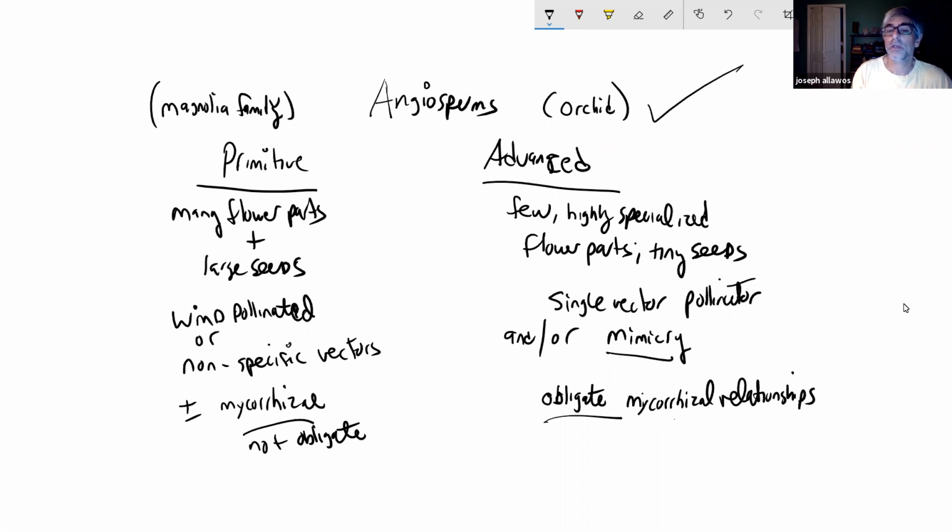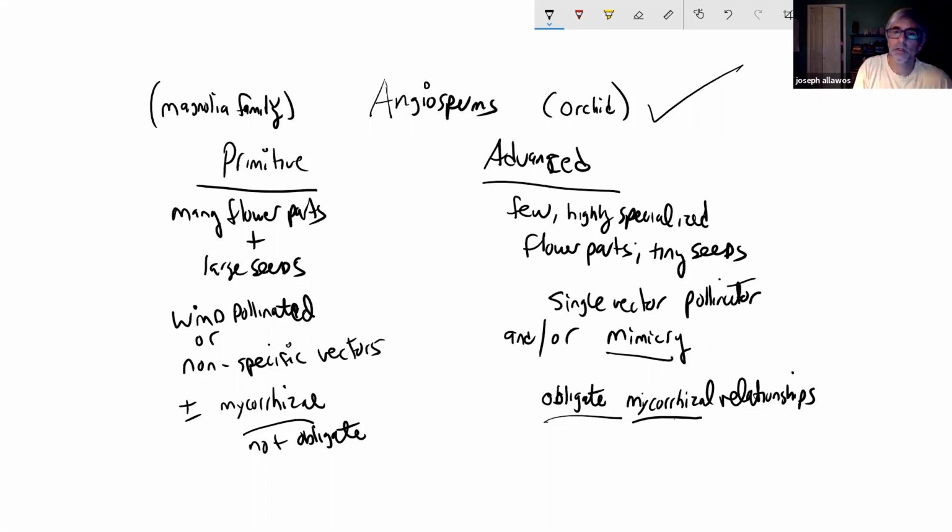They're too advanced. You know, think about a single vector pollinator, for example. If something happens to your pollinator, you can't complete your life cycle. Compare that to the wind, where nothing happens to the wind, or when you have 15 or 20 different kinds of insects that visit your flower. Think about obligate mycorrhizal relationships. Something disturbs this fungus, these mycorrhizae, and they die, then you die. And so what we see is just kind of the opposite. The more primitive plants in this day and age seem to be doing better than the orchids. We're losing orchids every day, especially in tropical rainforests.